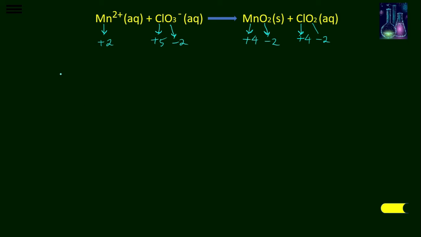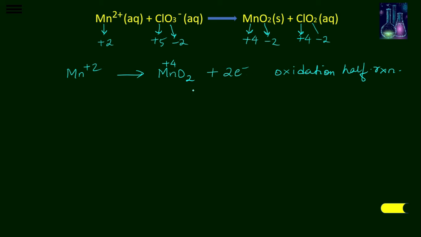First, let's write the oxidation half reaction. Mn plus 2 gives MnO2. So here it converts from Mn plus 2 to plus 4. This is your oxidation half reaction. That's why this is called the half reaction method. Now when it changes from plus 2 to plus 4, it gives out 2 electrons. That is oxidation, loss of electrons.